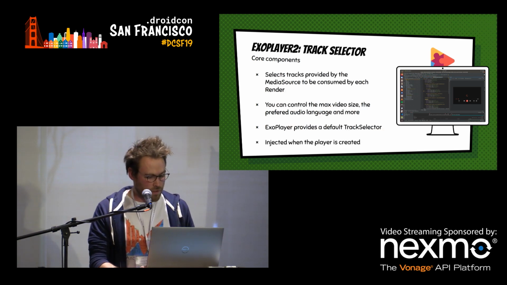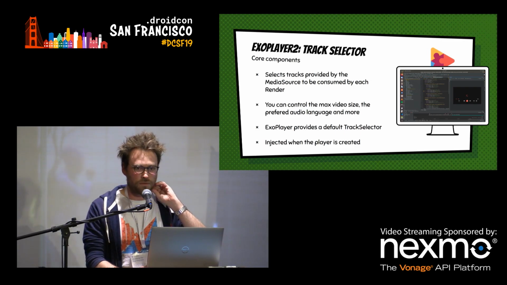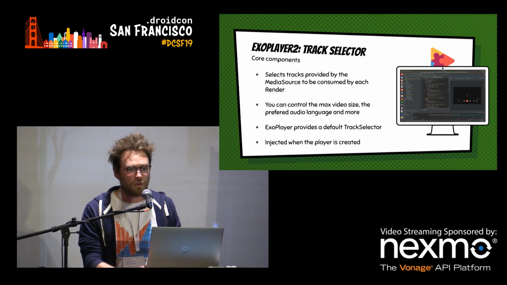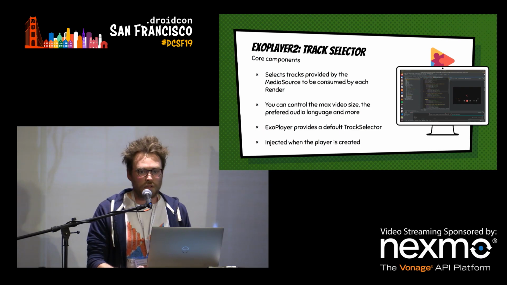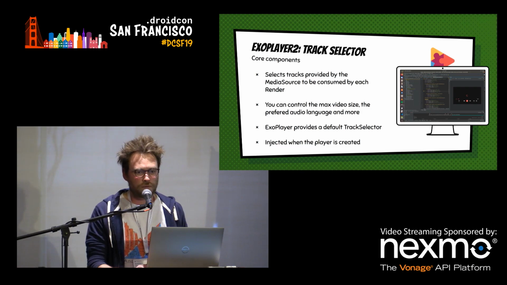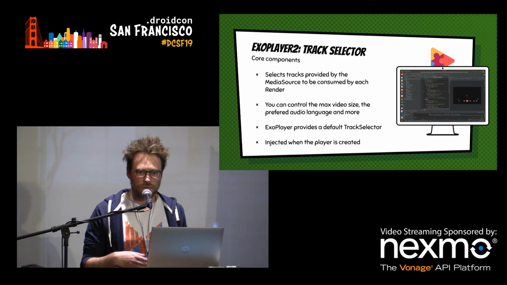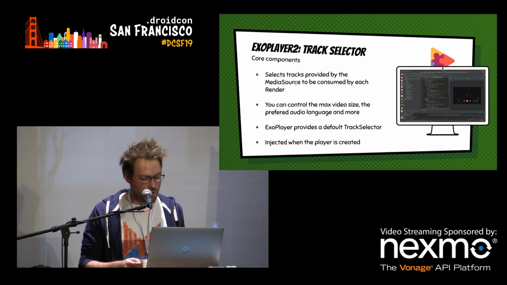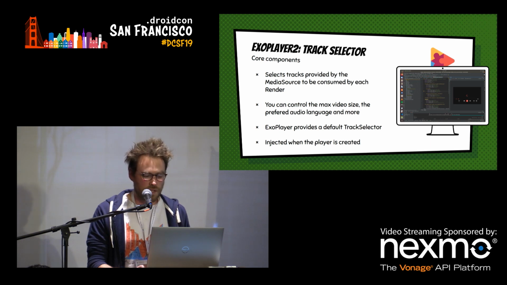Then we have the track selector. It selects the tracks provided by the media source. For example, if you have DASH content, you may have many profiles for the video, to play it in SD, HD, or even 4K. And you can also have different audio tracks, for example in English, French, or Portuguese. So you may have the choice between those audio tracks when playing the videos. The track selector is there for choosing the tracks you want to play. In most cases, you just need to add the default track selector provided by ExoPlayer. But if you want to add custom features, you can easily extend the default track selector. It's also injected when the player is created.